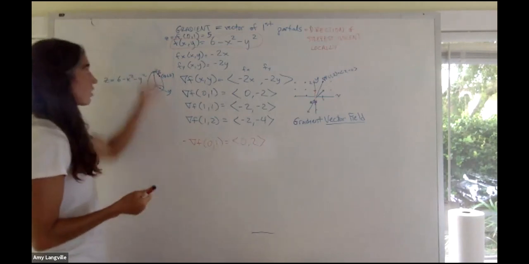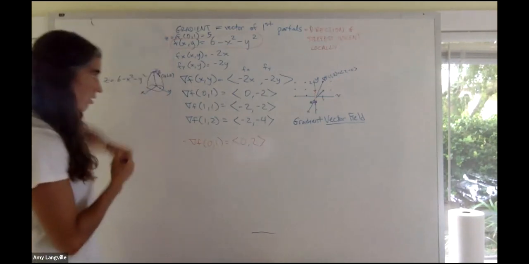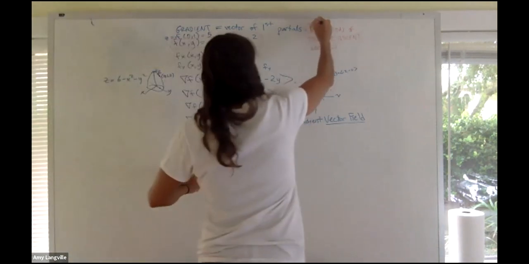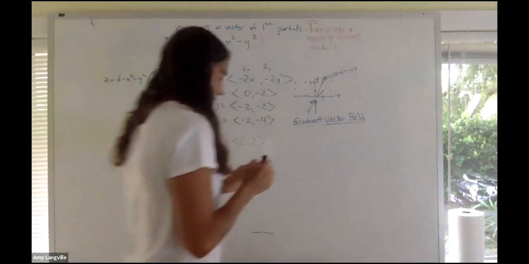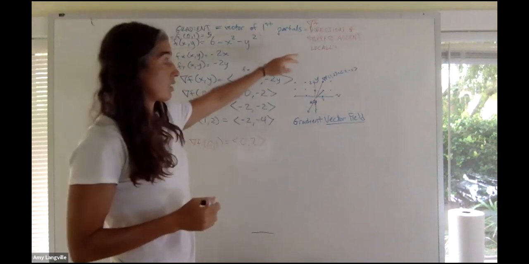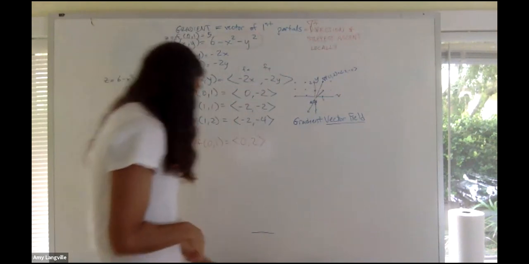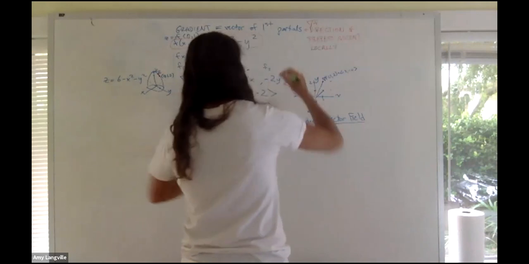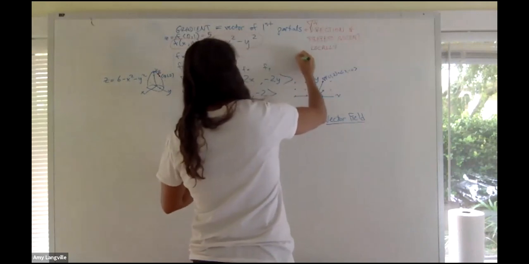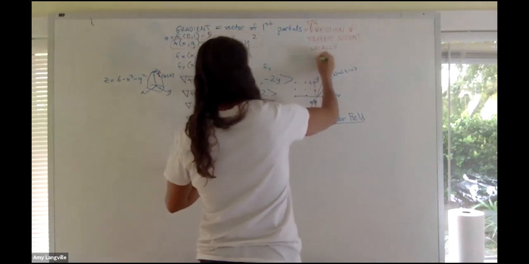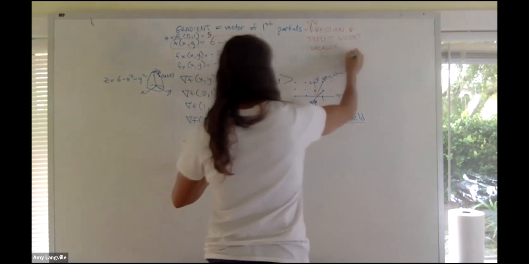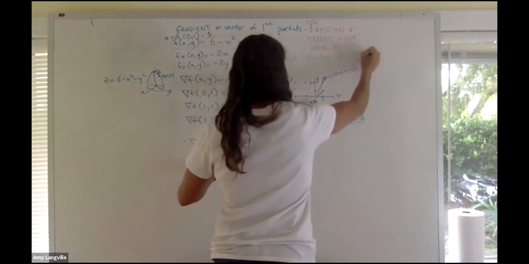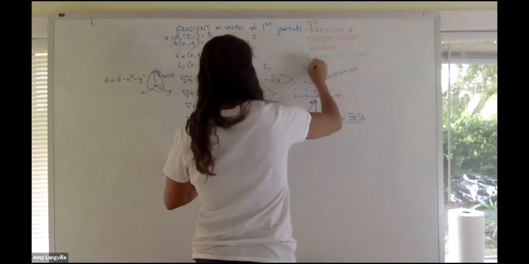So, summary. The gradient vector, grad f, or just upside down triangle f, is the direction of steepest ascent locally. But the negative gradient is the direction of steepest descent locally.